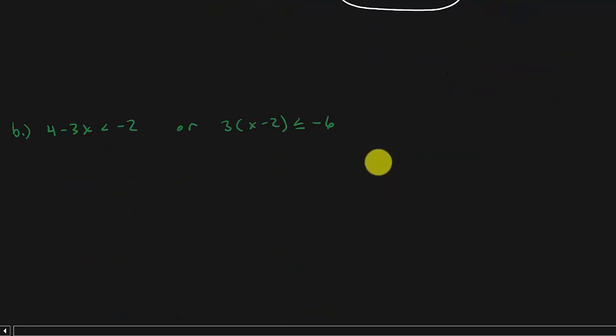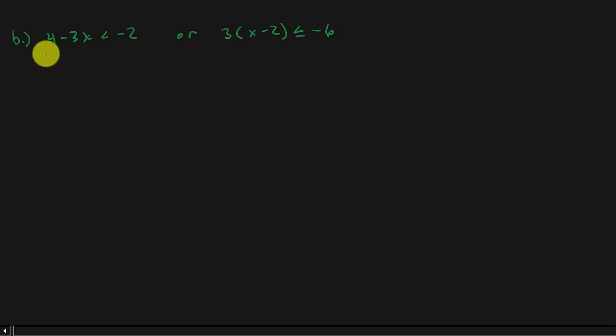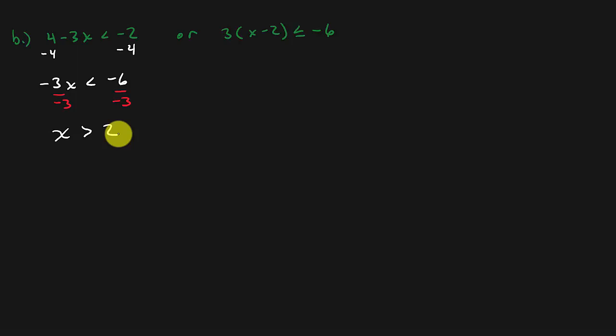All right, let's look at the next one. All right, so once again, just like before, solve each one of them individually. So I'm going to subtract 4 to both sides. So I get negative 3x is less than negative 6. Divide both sides by negative 3. So I get x is what? Greater than 2. I divided both sides by a negative number. Remember, anytime you multiply or divide both sides by a negative number, you have to reverse the inequality symbol.